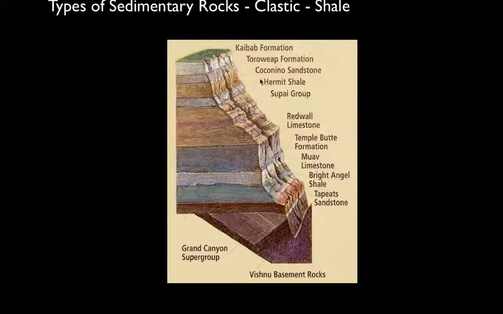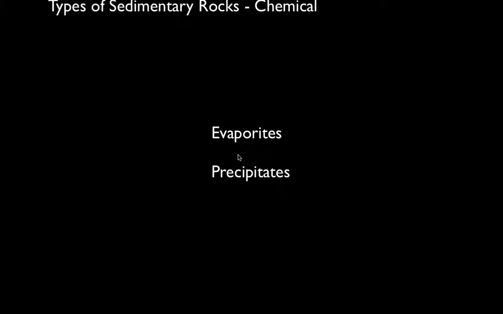Okay, in the Grand Canyon, you can see sandstone that we just talked about, shale. We haven't talked about limestone yet, but we will. Limestone, shale, and more sandstone. Lots of sedimentary layers. Now, chemical rocks. Two types of chemical rocks, evaporates and precipitates.